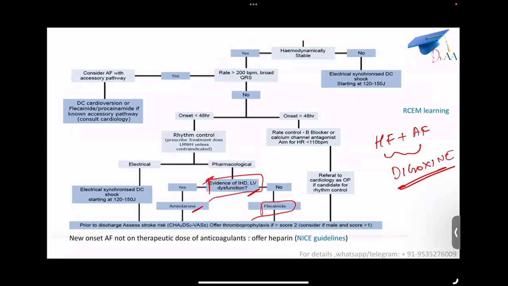Okay, I would have told this in the heart failure. As you asked here, good, we'll complete this one. Anyone with heart failure with atrial fibrillation, AF, give digoxin. Digoxin is the preferred one there.